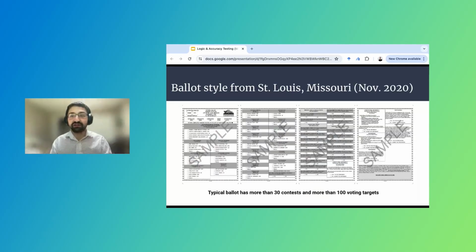And the reason is that ballots in the US and some other countries have a huge number of contests. So this is an example of a typical ballot. This was from St. Louis in November 2020. This ballot has more than 30 contests, ranging from things such as voting for senator to voting for local school board. And within each contest has many different candidates. Because there are so many contests on a ballot, it's often cost prohibitive and time consuming, among other reasons, to do hand counting. And that is a reason that we use these voting machines.